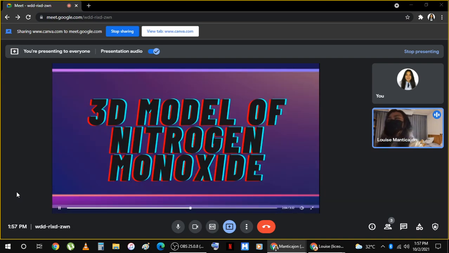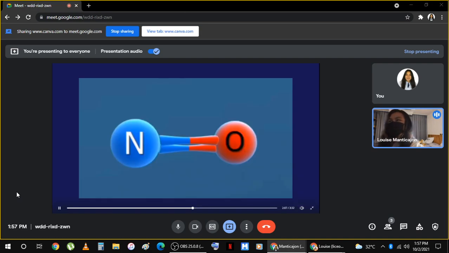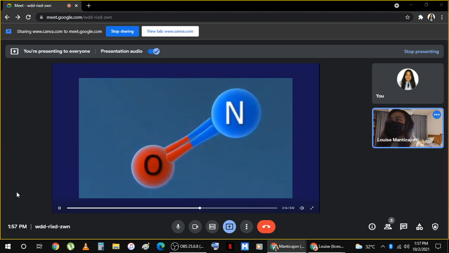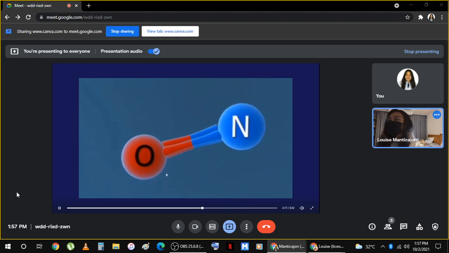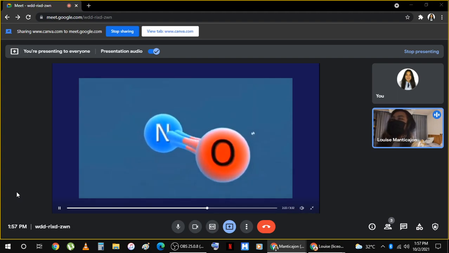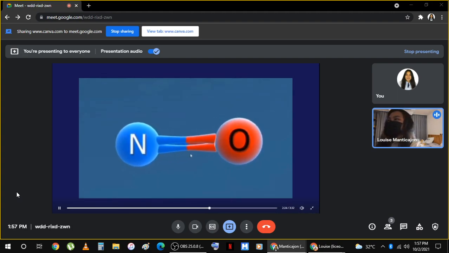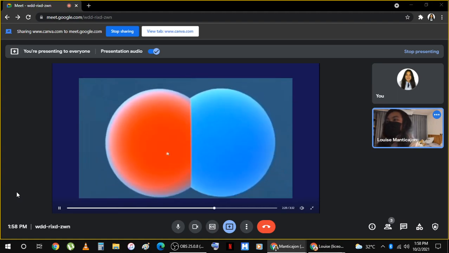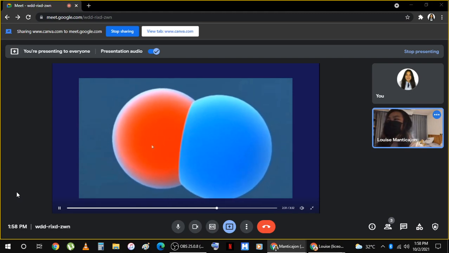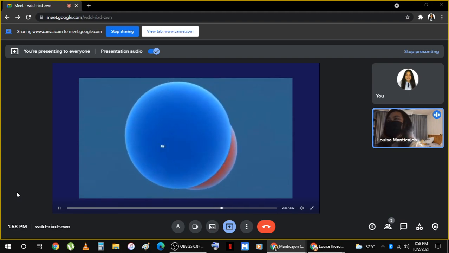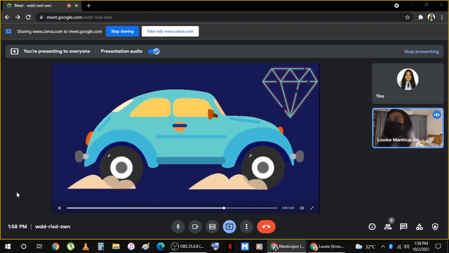Now, what does the 3D model of nitrogen monoxide look like? This is me rotating the 3D model, and this is what we call the ball and stick 3D model. The color blue stands for nitrogen, and the color red stands for oxygen. We also have the space filling 3D model. In this model, again, blue is the nitrogen and red is the oxygen.